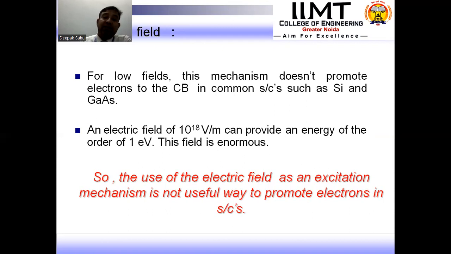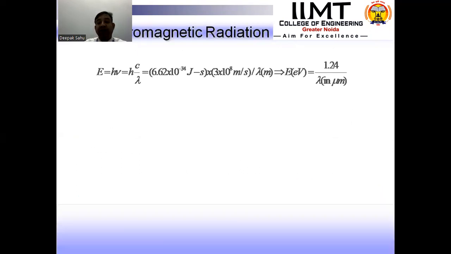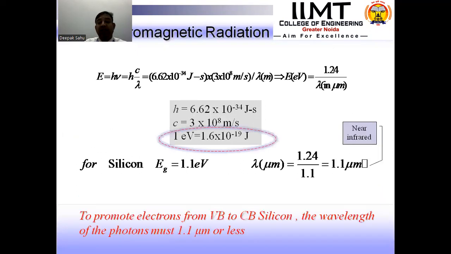For example, it is mentioned here that if the material is gallium arsenide or silicon, low electric fields do not have enough power to make an electron jump from the valence band to the conduction band. So a little higher energy is required here. Now, thermal radiation is an electromagnetic wave. So basically, any wave deals with frequency and wavelength.